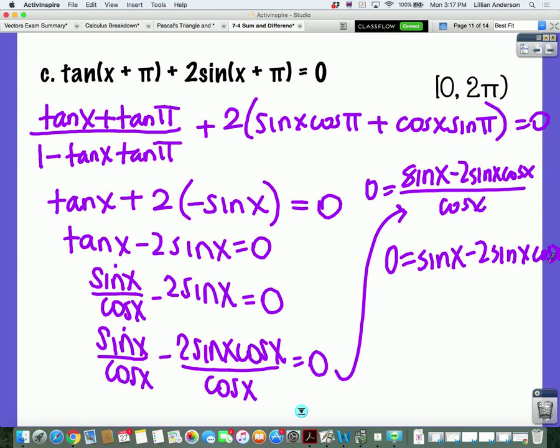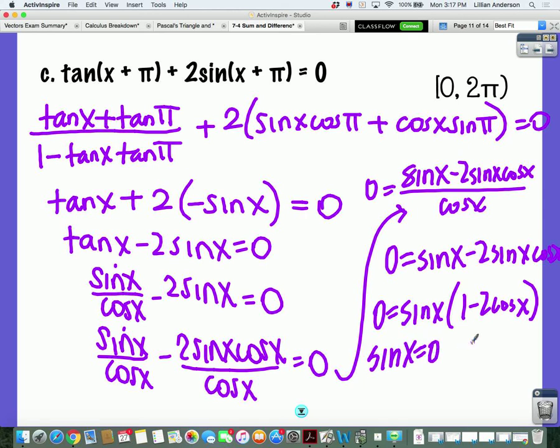From here, we can use our rules of factoring. We can factor out the GCF of cosine x. That leaves us with 1 minus 2 sine x. Then we can set both factors equal to 0. That cosine x equals 0. And then here, that's going to be a 1/2 equals a sine of x.